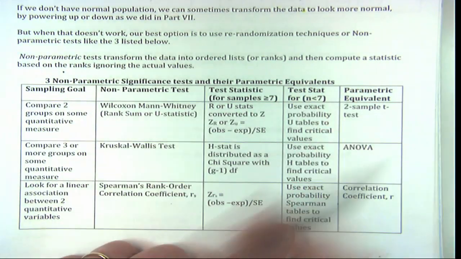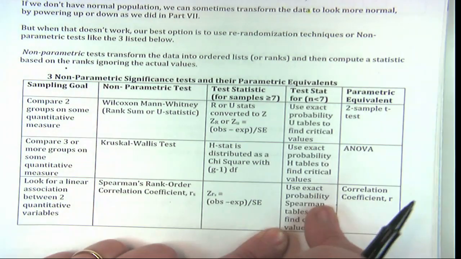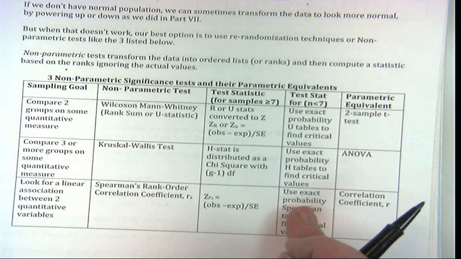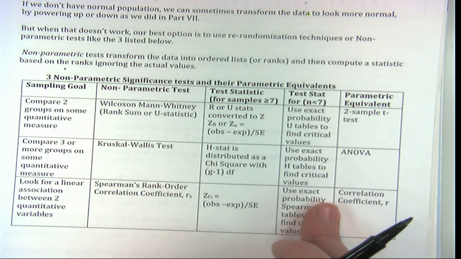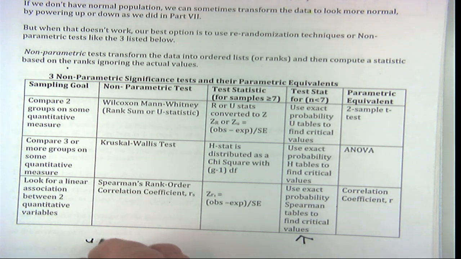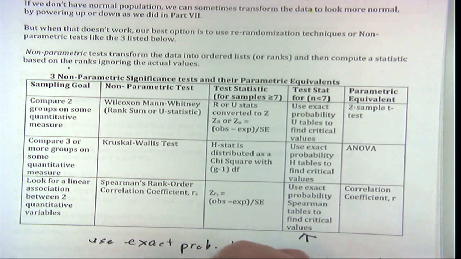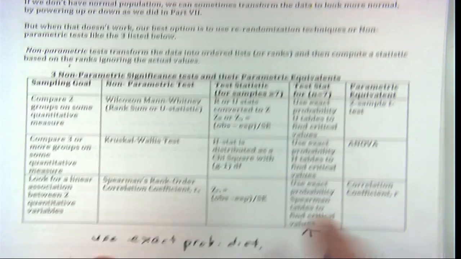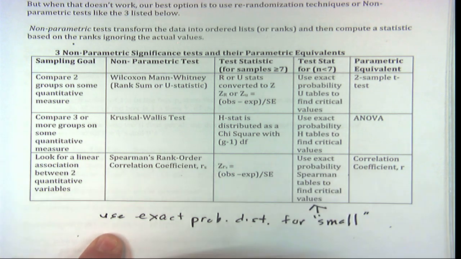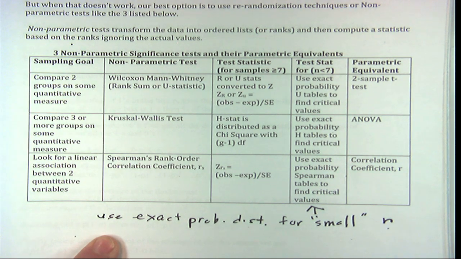These are very common tests. In software, you can just click a button, or you could look them up and get all the tables. We did that for the U statistic, right? So let's write that down. That's why it's very useful, because we can use exact probability distributions for small n. This is an arbitrary cutoff that I chose just for our class, because our tables go up that far.